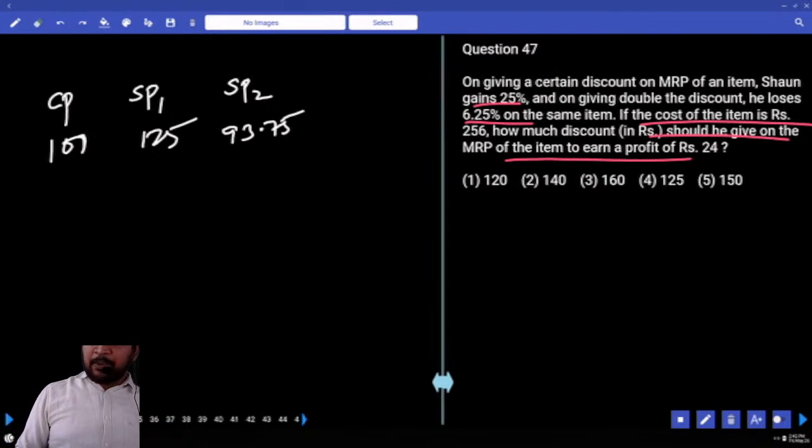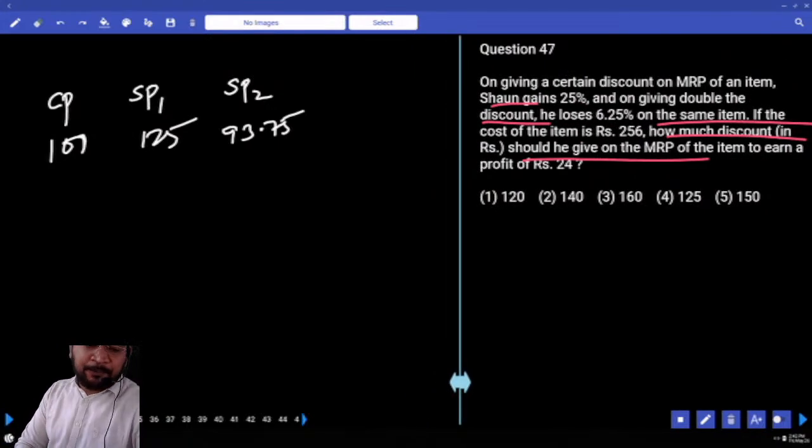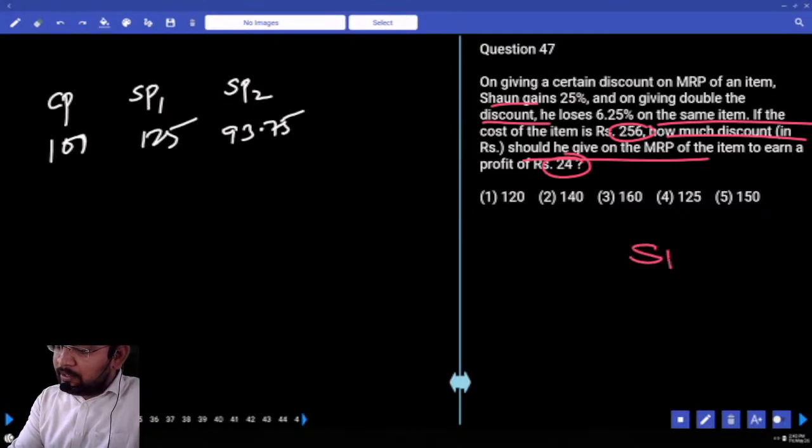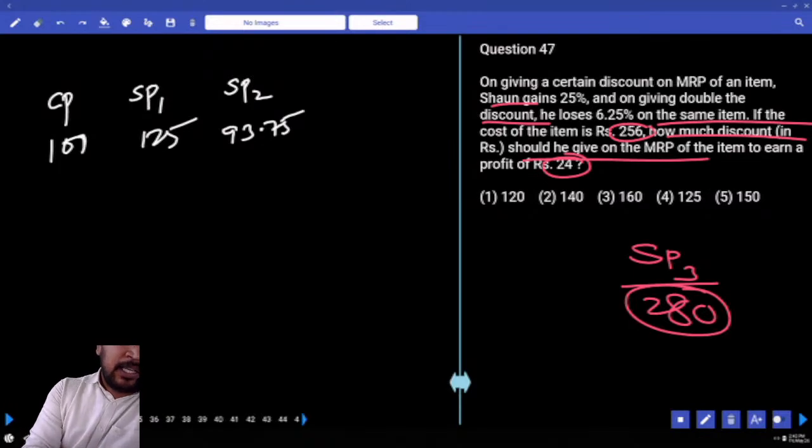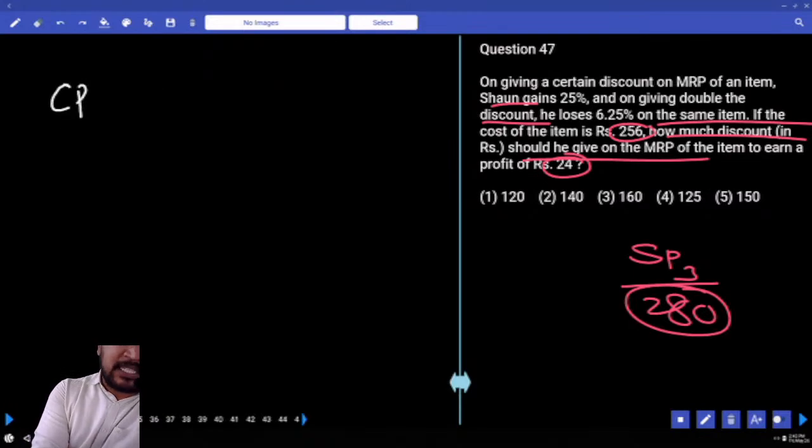Next, how much discount should he give on the MRP of the item to earn a profit of 24? అంటే ఒకసారి మీరు జాగ్రత్తగా అబ్జర్వ్ చేస్తే ఇక్కడ మనకు 256 రూపీస్ కాస్ట్ ప్రైస్, ప్రాఫిట్ 24 రావాలంటున్నాడు. అంటే సెల్లింగ్ ప్రైస్ 280. This 280 is not according to the problem, 280 is according to the given value. లేదంటే కాస్ట్ ప్రైస్ 256 డైరెక్ట్గా ఇచ్చాడు కాబట్టి 256 తీసుకుని కూడా వెళ్ళొచ్చు.